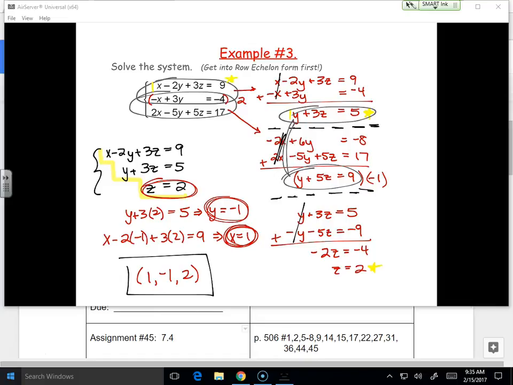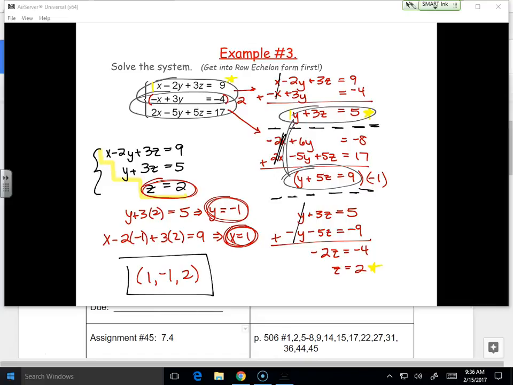So what was the system? Link the first two, get rid of the x's. Link the second two, get rid of the x's. Link the results of both. Get rid of the y's. Stair step. Plug it in, plug it in. It's messy, but it's a system.